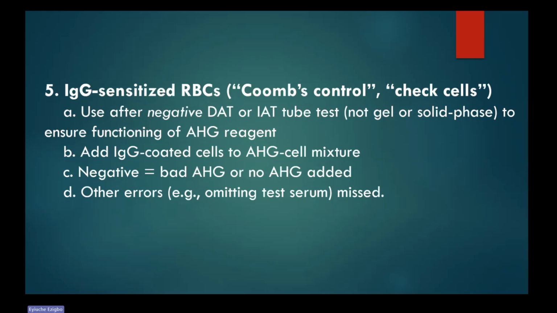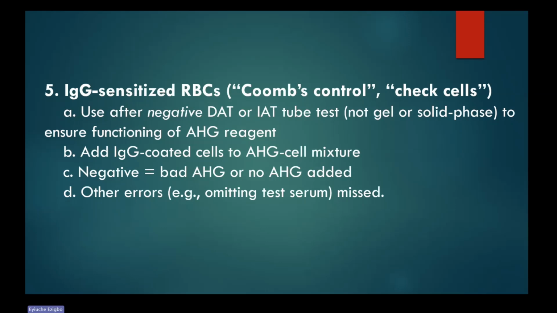We add IgG coated red cells to the AHG cell mixture. If it is negative, then there is bad AHG or no AHG added, or there may be other errors. So IgG sensitized red blood cells are used as positive control during Coombs tests. That's the purpose of it, because it's already sensitized with IgG. So it's expected that during the process of antiglobulin testing, this particular control must come down with a positive result.